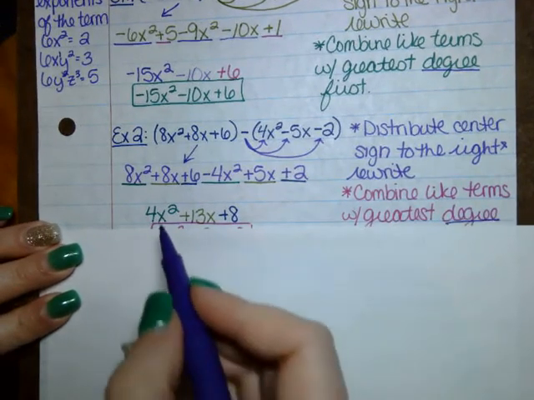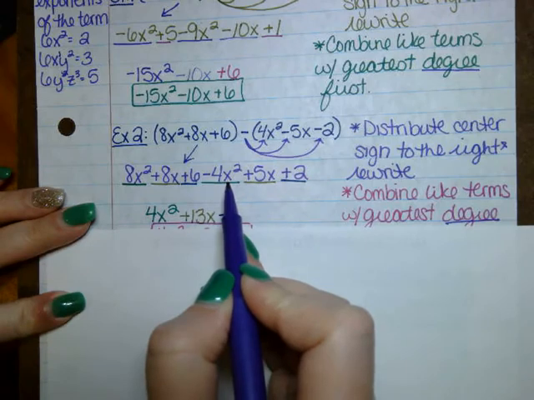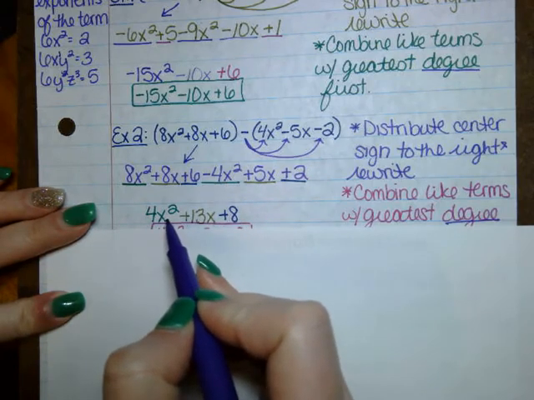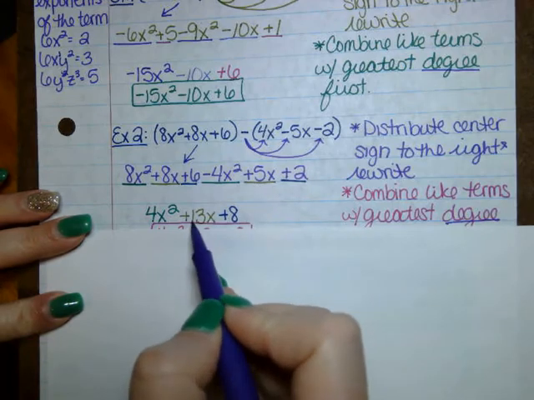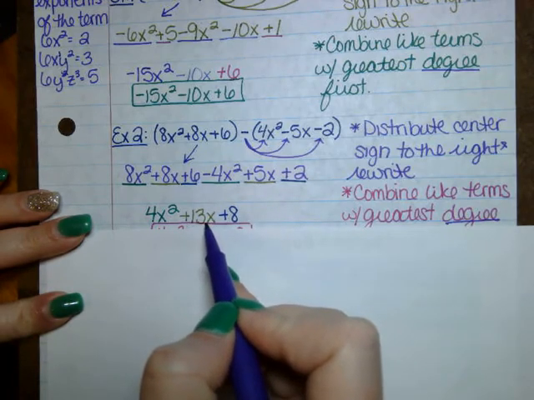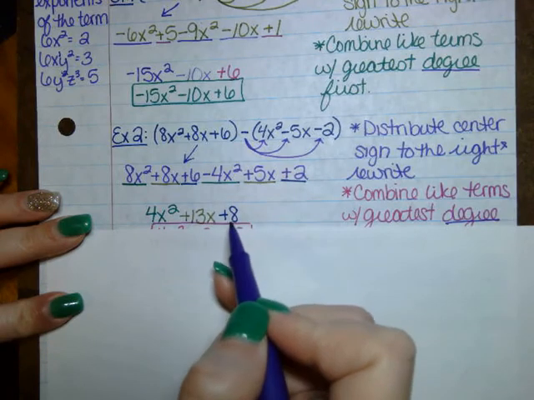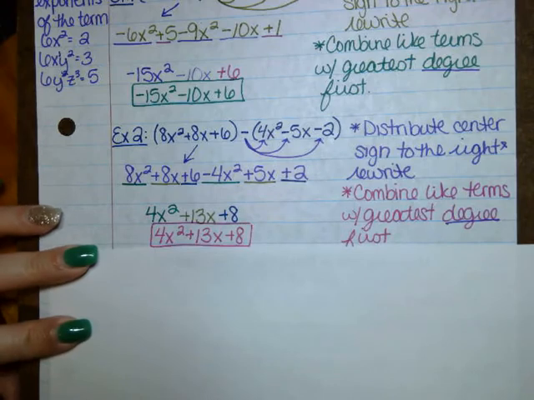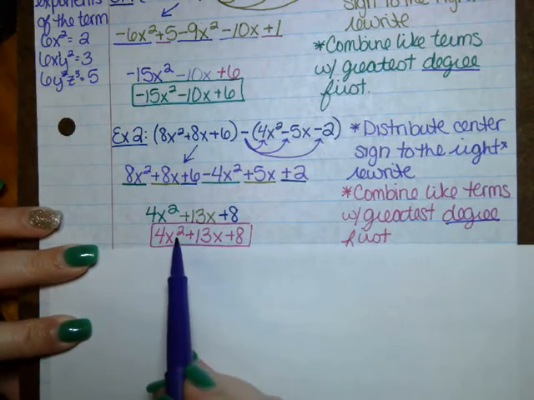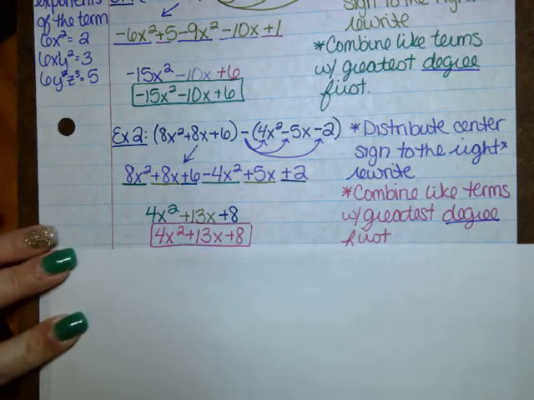When I rewrite things, I get 8x squared and a negative 4x squared, so that's going to give me a positive 4x squared. I have 8x and 5x, which is going to give me a positive 13x, and I have 6 plus 2, which is also going to give me a positive 8. So I don't need to rewrite anything because my highest degree of 2 is already written first.